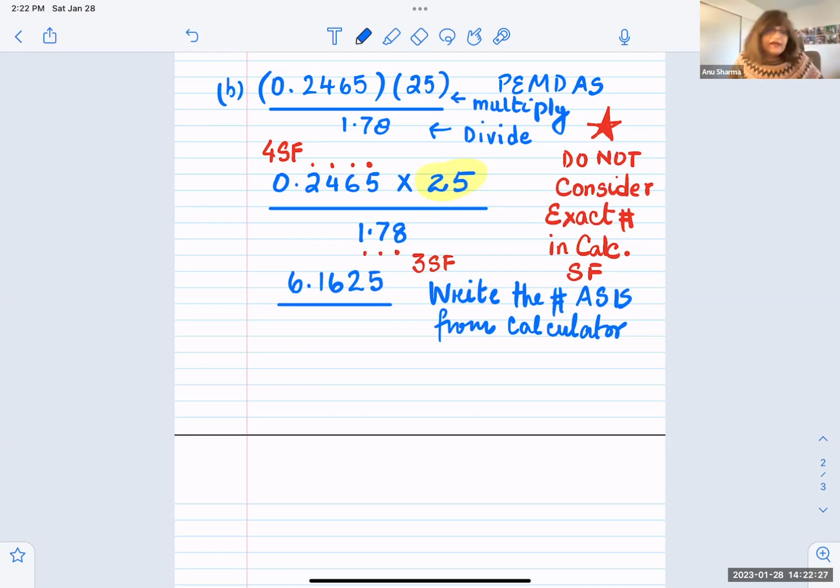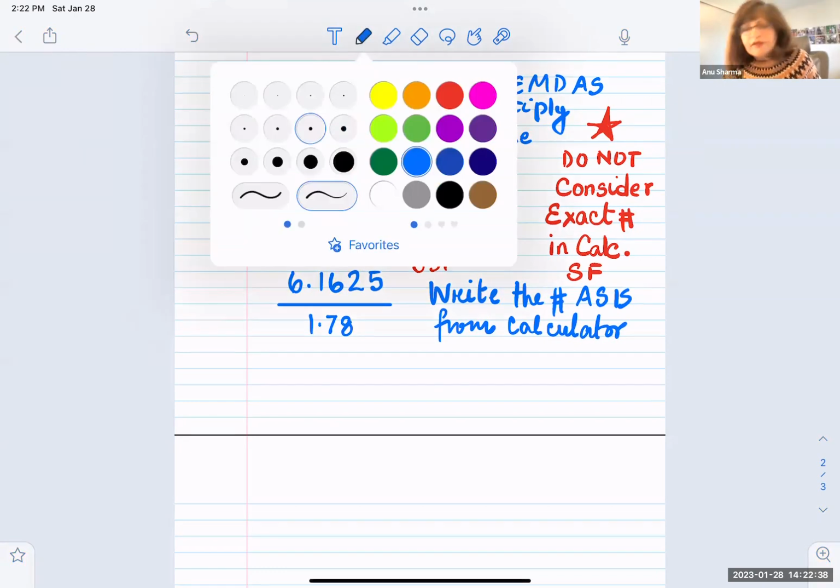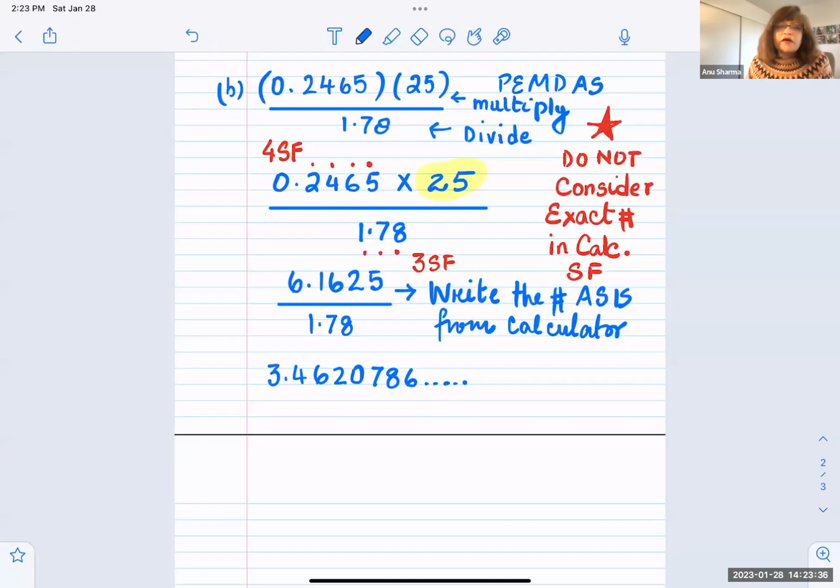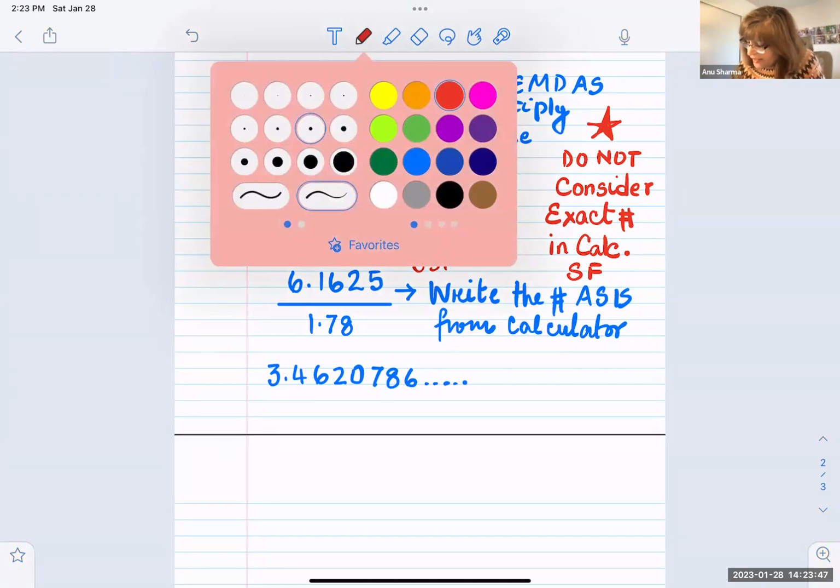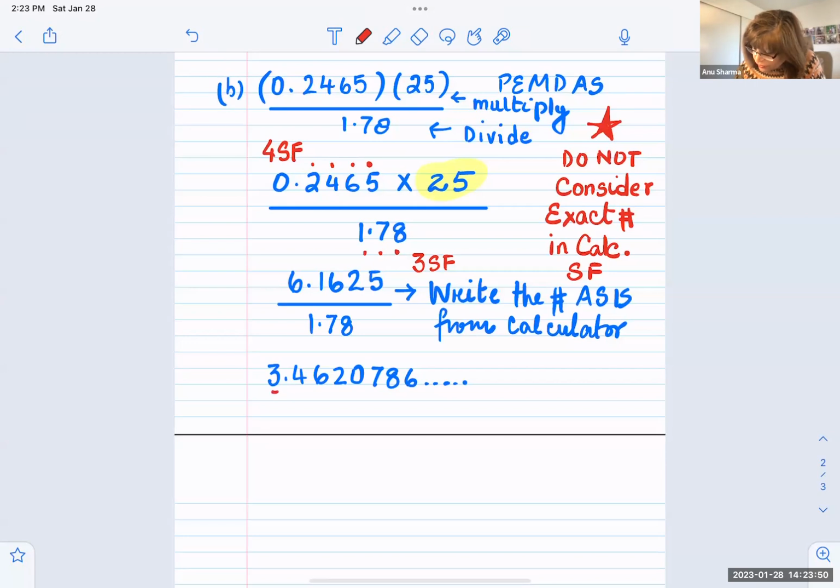Okay, so here you see that these numbers are 6.6125 divided by 1.78. So here we need 3 significant figures in the answer. So let's do this calculation. From the calculator, I get this big number, 3.4620786, and then there were many numbers also, which I have not included. So here we need, from the rules, 3 significant figures, only 3 numbers. So we are going to keep it as 3.46. So this is the 3 significant figures.